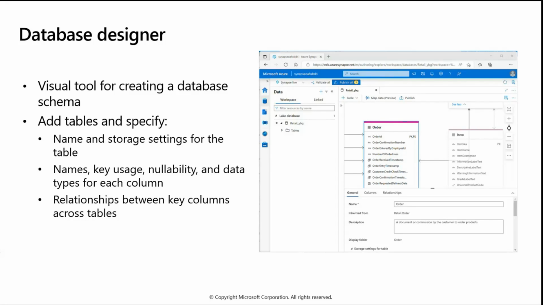Okay. So next we have the database designer. This database designer can simplify the creation of complex database schema, like you will be seeing in the demo. And this is one of the visual tools for creating a database schema, we can say. You can add tables, specify a name, and set the storage settings for the table also. There you can provide the explicit names, what kind of key usages, nullability, data types of each column, everything you can define here. And you can also build the relationship between these key columns across the tables.